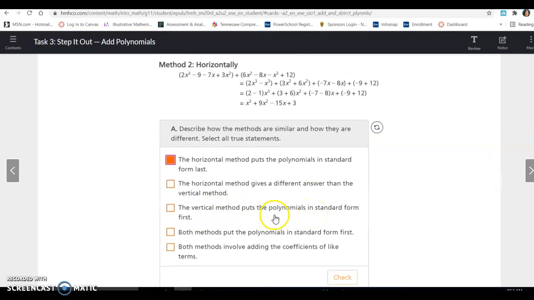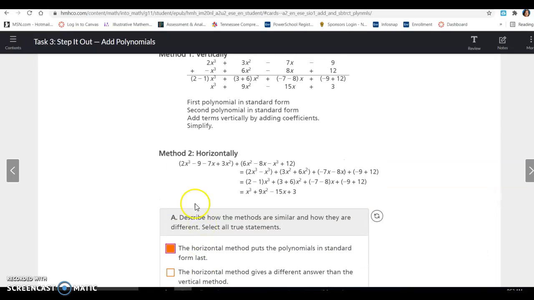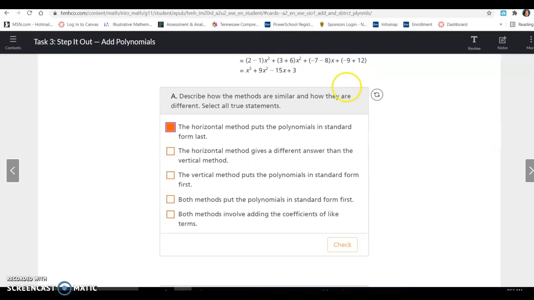So that one is not true. And then it says the vertical method puts the polynomial in standard form first. Well, that's one of the first things. Put it in standard form first so that you are combining like terms and it's already in standard form. So that one is true. And then it says both methods put it in standard form first. Well, that's not true because we've seen that the horizontal method did it last, not first.